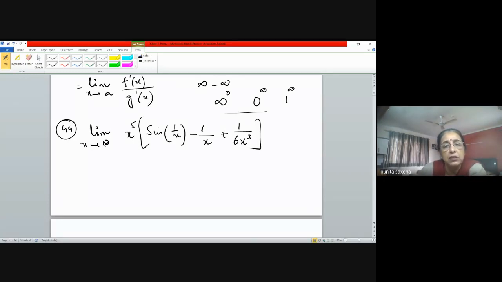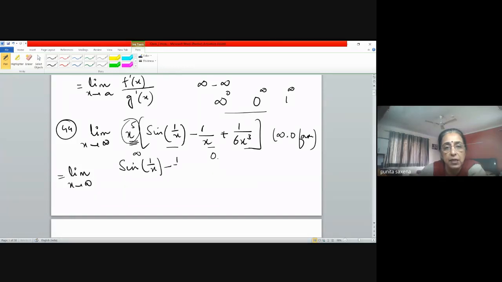So if x tends to infinity, definitely 1 by x tends to 0. So this term becomes 0, this becomes 0, this becomes 0. So this whole term within the bracket becomes 0, right? But because I have x to the power 5 here, it's like infinity. So basically it's an infinity into 0 form. Now to reduce it to 0 by 0, because I have x to the power 5 here, the easiest way is that I can write this as limit x tending to infinity sine 1 by x minus 1 by x plus 1 upon 6x cube whole upon 1 upon x to the power 5.